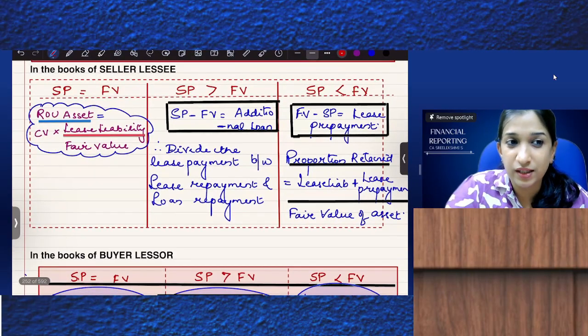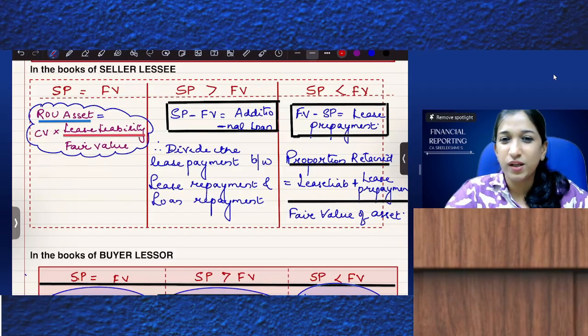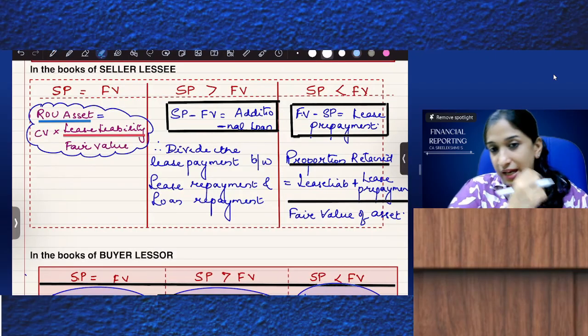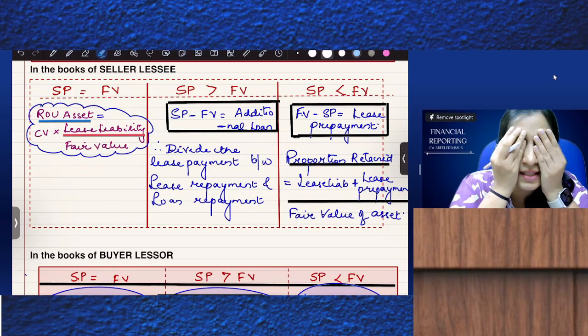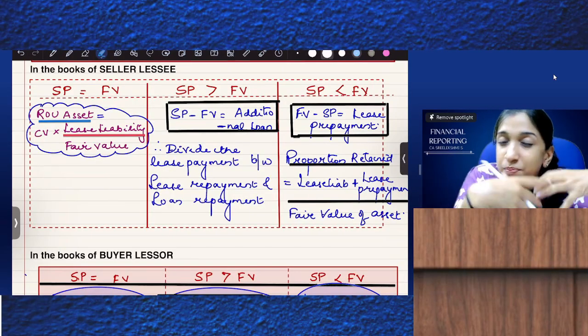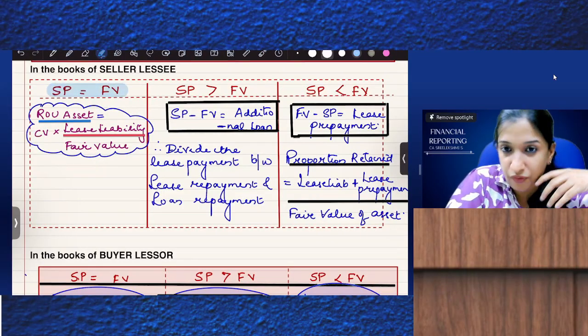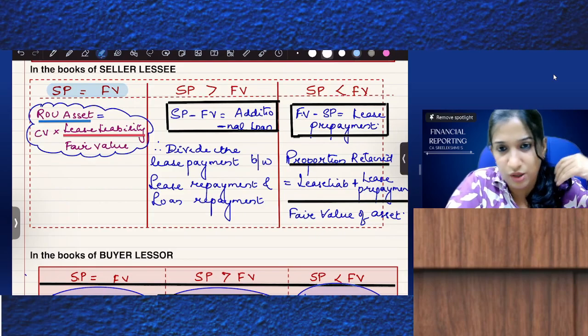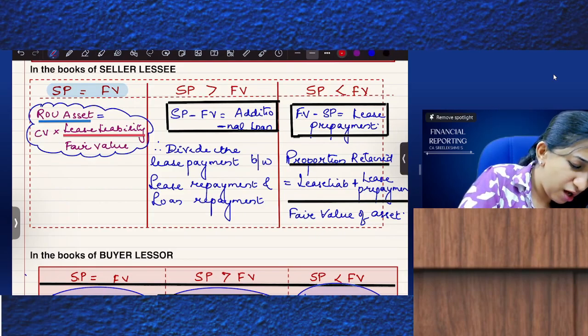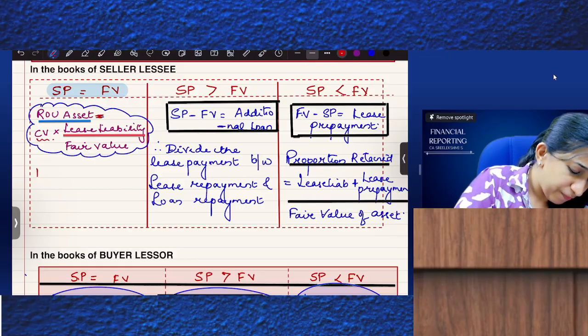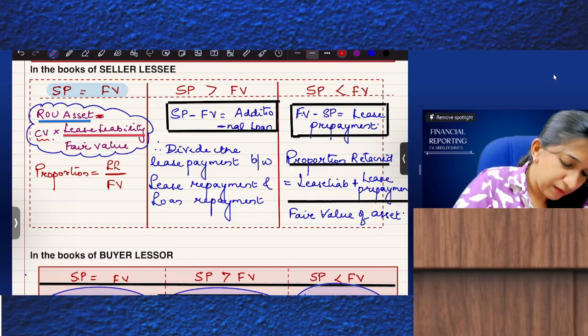Now what is the accounting in the books of the seller lessee? What is the accounting in the books of the seller lessee? So where we have these three areas, in the books of the seller lessee, in my books, if the selling price is equal to fair value, a genuine transaction, then the ROU asset is equal to carrying value into proportion. That proportion is lease liability divided by fair value.